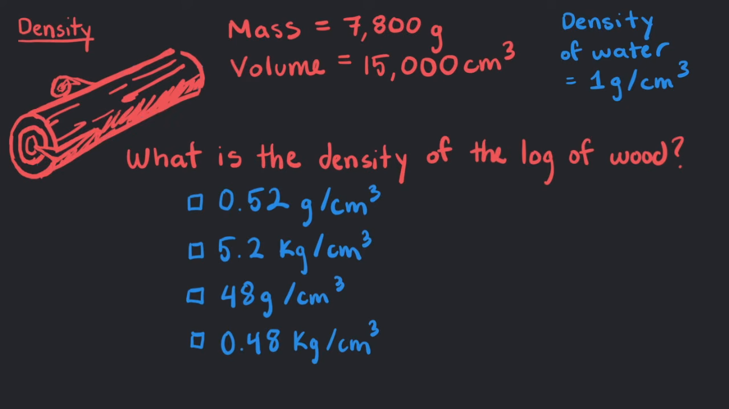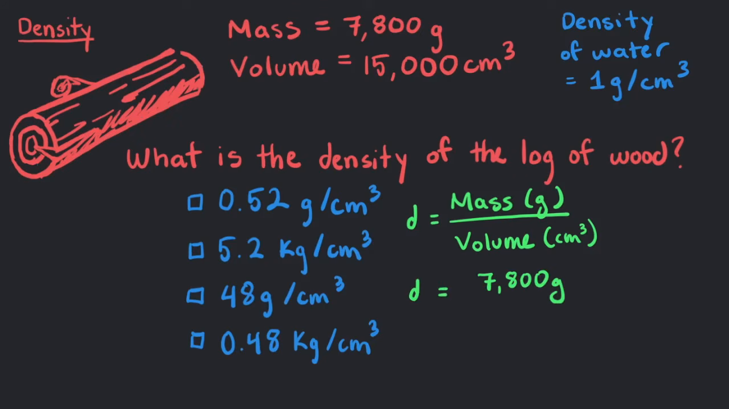To find the density, we have to recall what our density units typically look like. A mass unit over a volume unit. So, for this problem, we can put the mass of 7,800 over the volume of 15,000 cubic centimeters. 7,800 divided by 15,000 is 0.52. The units will be in the same order as written in the fraction, grams over cubic centimeters.